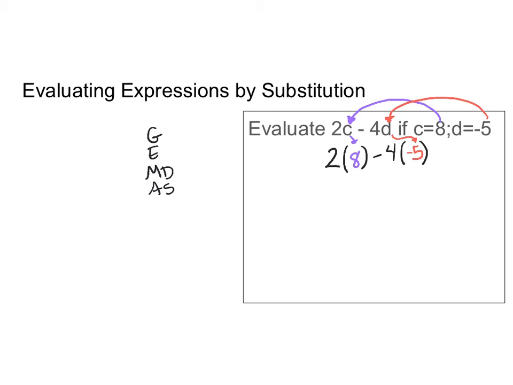All right, so now with GEMDAS, okay, grouping, there isn't grouping anymore because this is just being multiplied, okay? There's no exponents, but there is multiplication, okay? So there's multiplication. I'm going to circle the M. There's no division, so I'm going to cross that out. There is a subtraction, so we're going to go ahead and circle the S for subtraction. So we're going to go ahead and multiply. So I'm going to multiply the 2 times 8. That's what it means, which is 16.